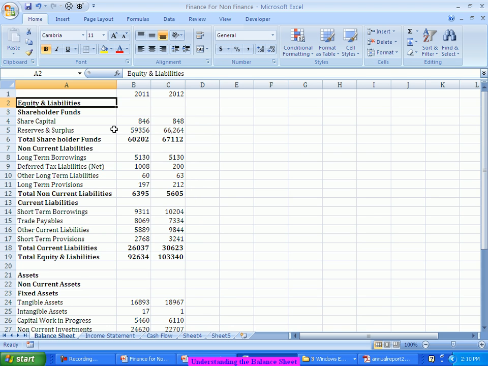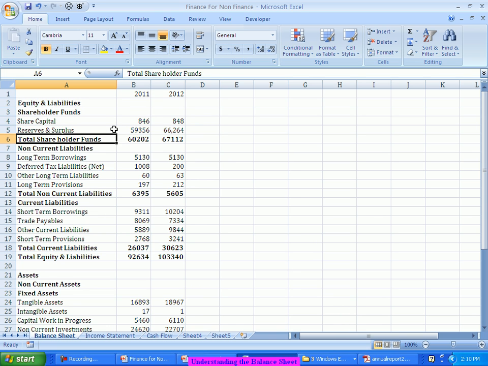Equity is nothing but the owner's part of it, what the company needs to pay to the owners and shareholders. All of us, whosoever have bought the shares of the company, what the company is liable to pay to them, that is treated as equity portion.